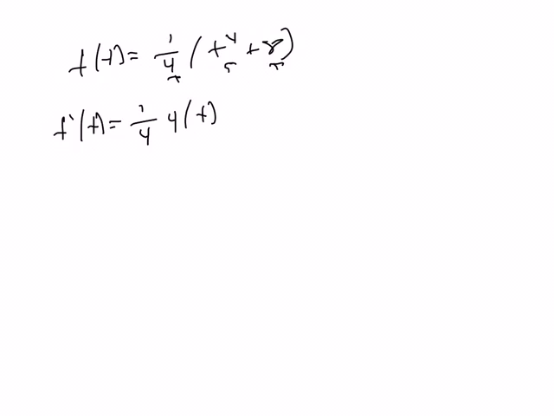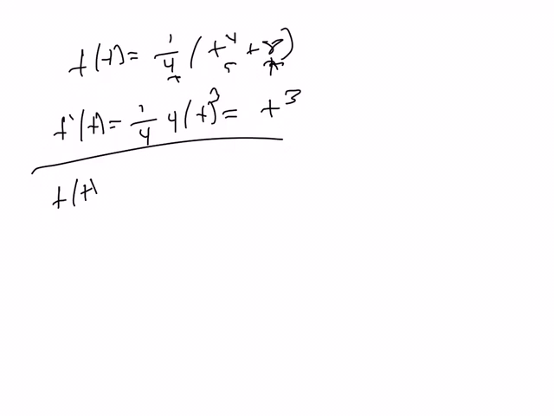Next problem is problem 7, right? f of t is equal to a fourth times t to the fourth plus 8. So now again, constants don't matter. t to the fourth is just going to become 4 times t to the third, right? Again, learn the rule. So we get f prime of t is equal to a fourth times 4 t to the third, and then plus the 8, but the 8 just vanishes, and this is going to give me t to the third.